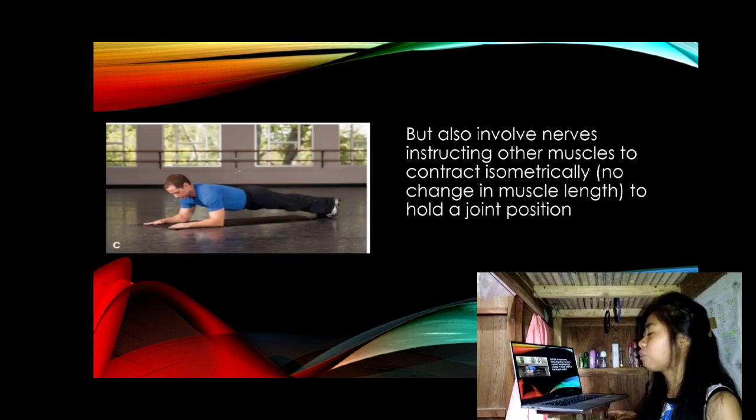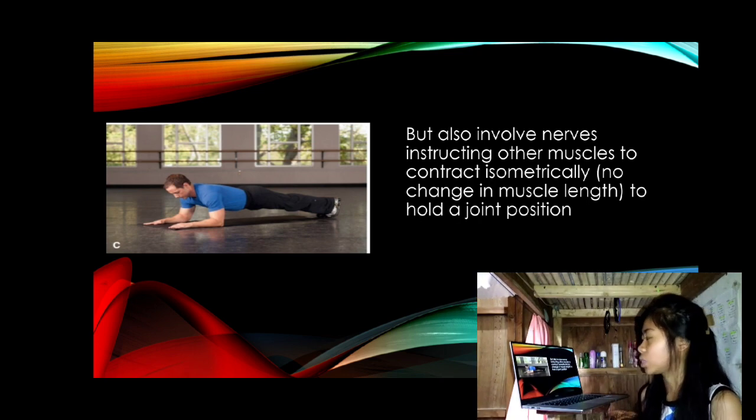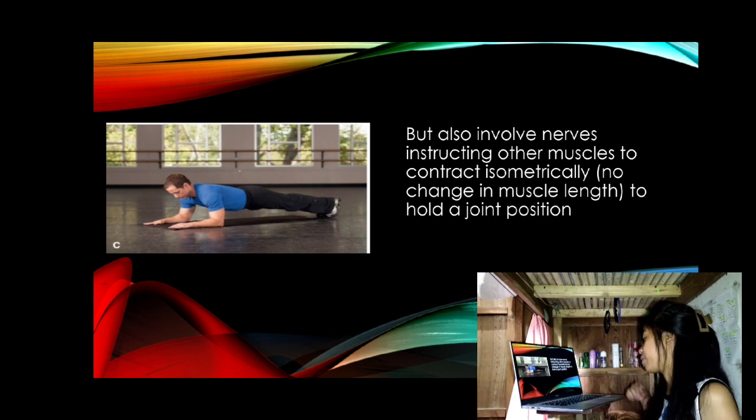But they also involve nerves instructing other muscles to contract isometrically, with no change in muscle length, to hold a joint position. And letter C shows us there is no change in muscle length.